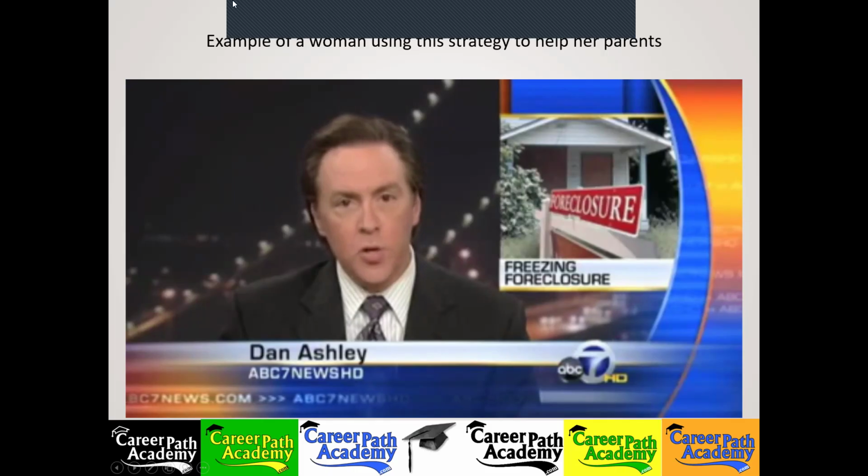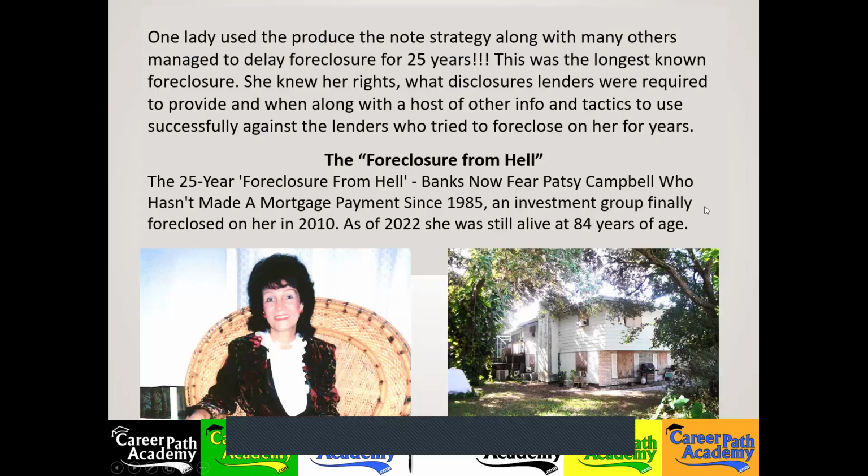That'll definitely help. Check out this story. I looked at this one in a New York Times story, but I don't subscribe to them, so I had to rebuild the story from different news sources. But check out this story. This is Patsy Campbell, and this is her house in Florida.